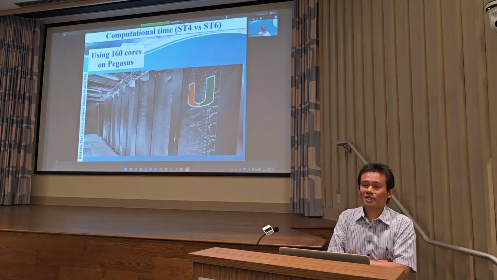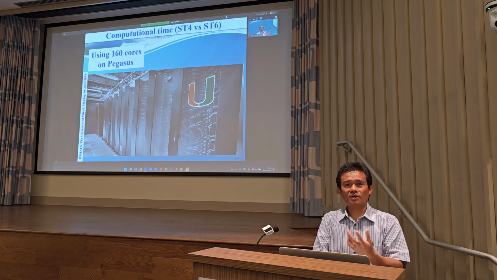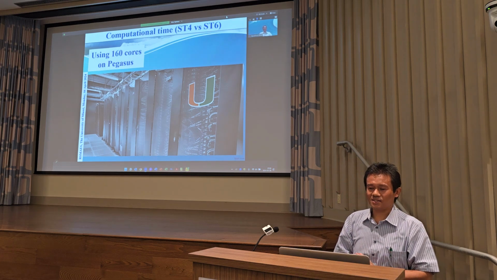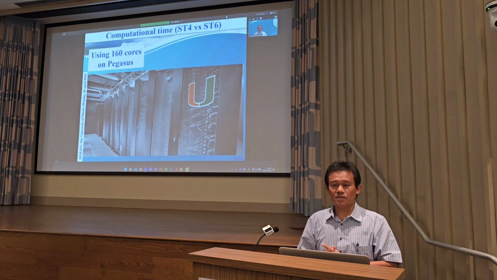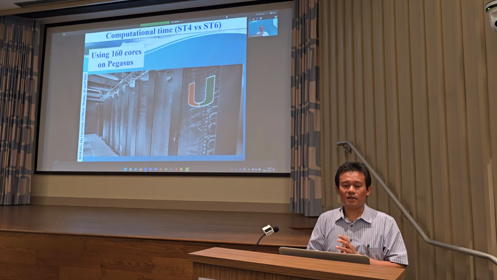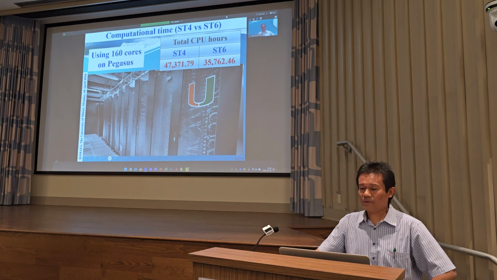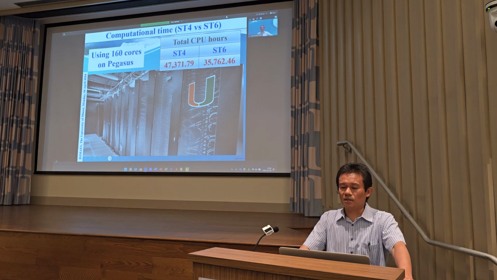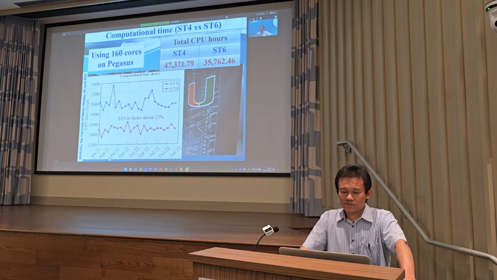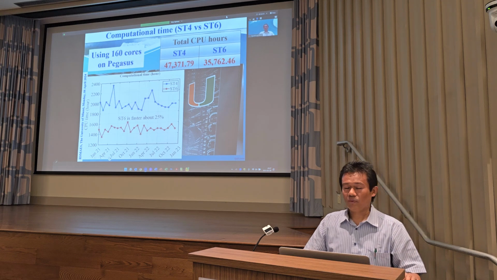Now we'll look at the computation, because from the buoy comparisons we cannot conclude which one we should choose, ST4 or ST6. If we look at the computational time, this model was run on Pegasus using 160 cores, and the total number of CPU hours we used for ST4 is more than 47,000 CPU hours, and for ST6 more than 35,000. That means ST4 runs slower than ST6. If we look at our 2-year simulation, every monthly simulation for ST6 is lower than 1600 CPU hours, while ST4 is all above 1800 CPU hours. What's actually the point of this?